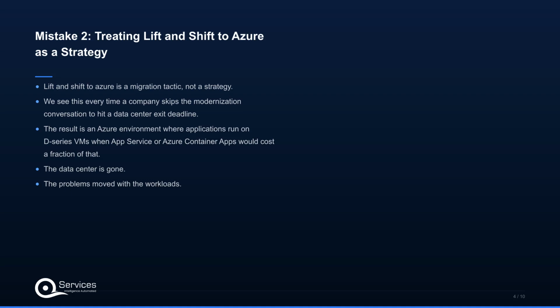Next up, mistake 2, treating lift and shift to Azure as a strategy. Lift and shift to Azure is a migration tactic, not a strategy. It gets your workloads off on-premise hardware quickly, but it preserves every inefficiency those workloads had on physical servers and adds cloud-specific costs on top.